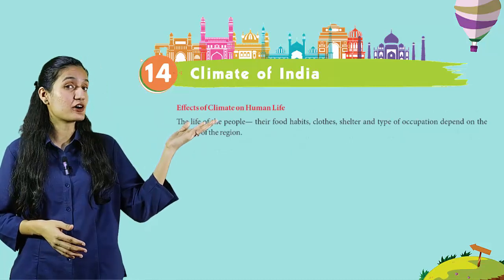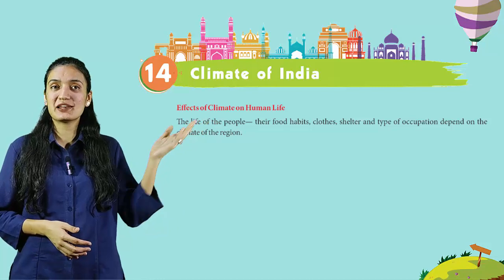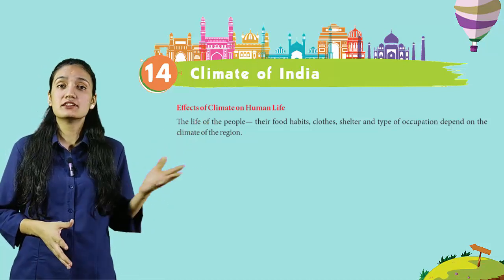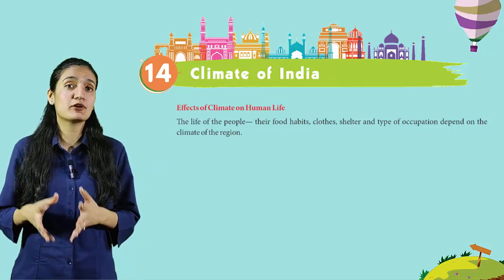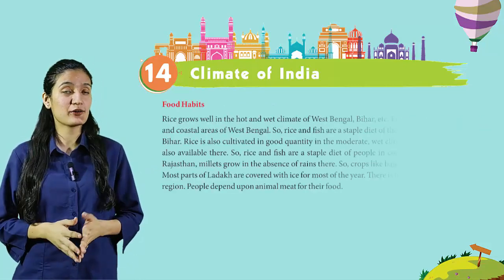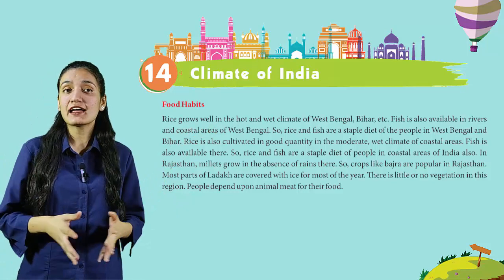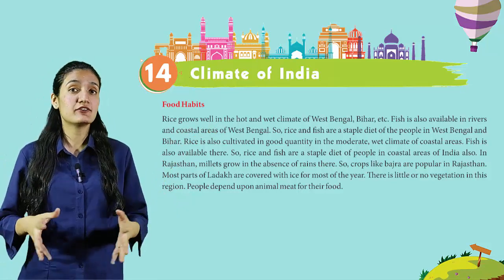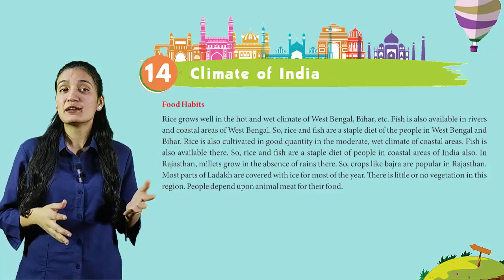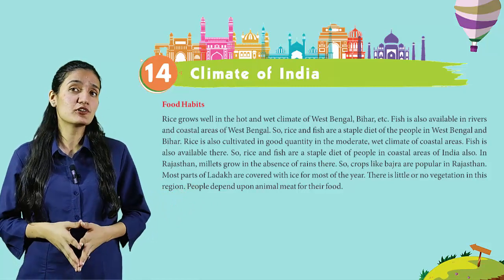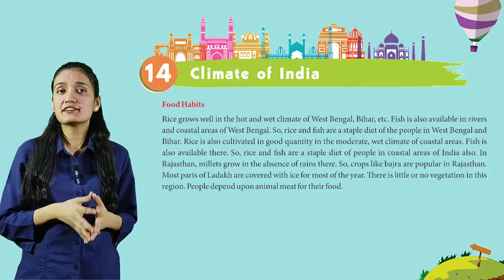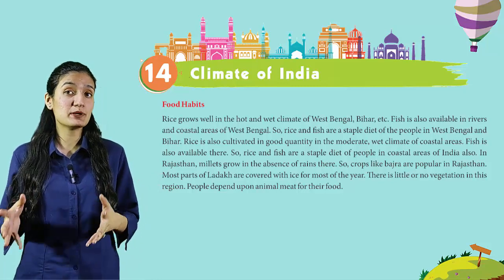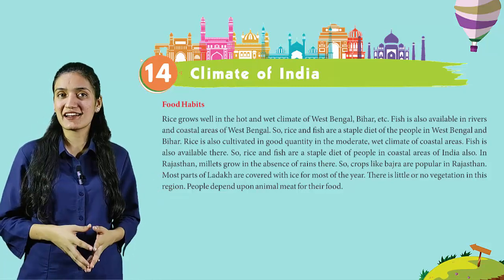Now, effects of climate on human life. The life of the people, their food habits, clothes, shelter and types of occupation depend on the climate of the region. Now, food habits. Rice grows well in the hot and wet climate of West Bengal, Bihar, etc. Fish is also available in rivers and coastal areas of West Bengal. So rice and fish are the staple diet of the people in West Bengal and Bihar.